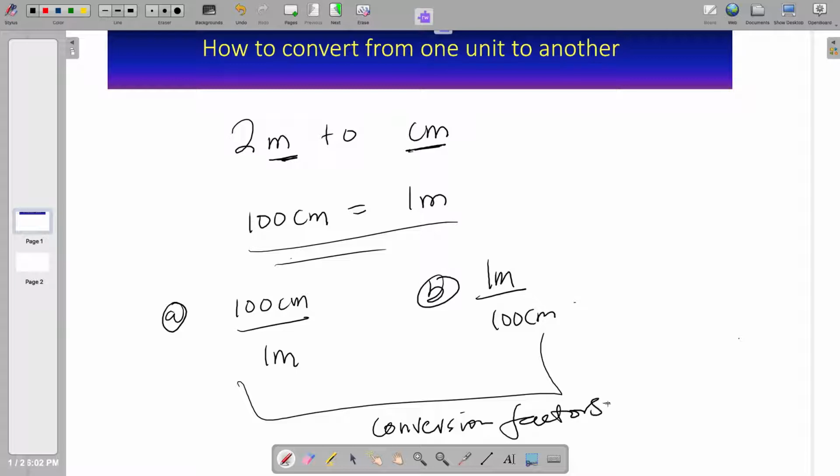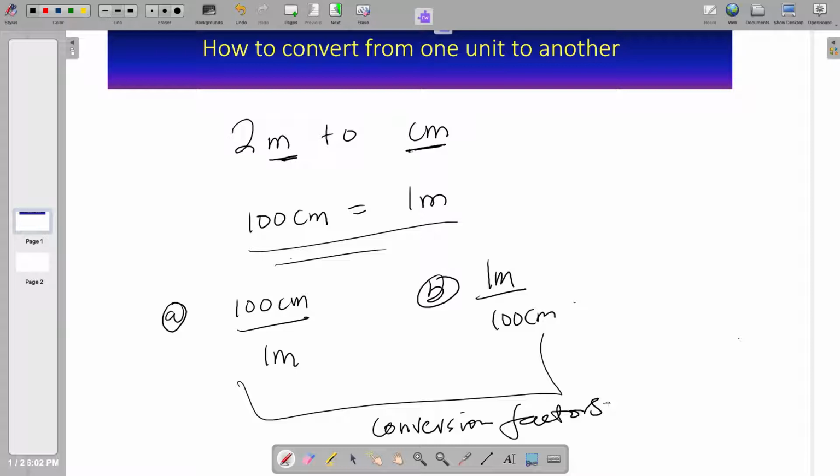So anytime I want to convert from centimeters to meters, I have to use one of these ratios. Or if I want to convert from meters to centimeters, I have to use one of these ratios. Without knowing that 100 centimeters is equal to 1 meter, there's no way I can successfully carry out a conversion. So relationships are important in unit conversions.